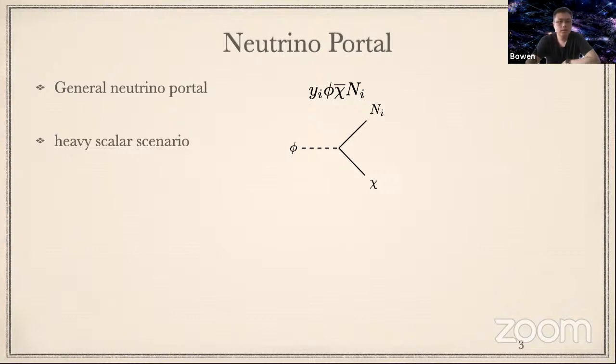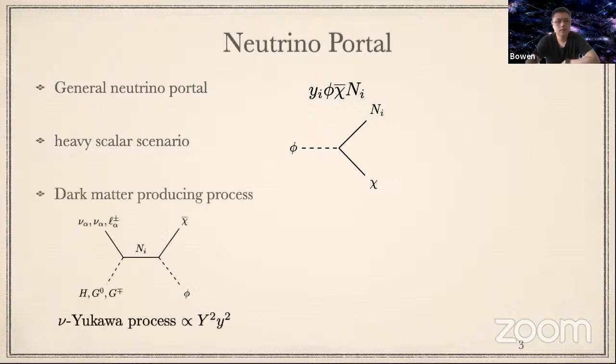Under this framework, the dark matter can be produced through three diagrams. The first one is a scattering between standard model leptons and the standard model Higgs, mediated by a right-handed neutrino, into a dark fermion and a dark scalar. We call this process the neutrino Yukawa process. The amplitude of this process is proportional to capital Y squared times small y squared, where capital Y is the neutrino Yukawa coupling, the seesaw Yukawa coupling, and small y is the portal coupling.